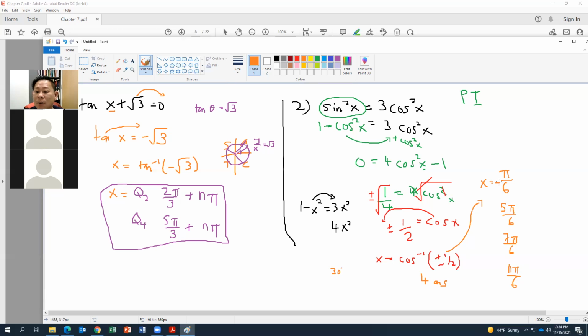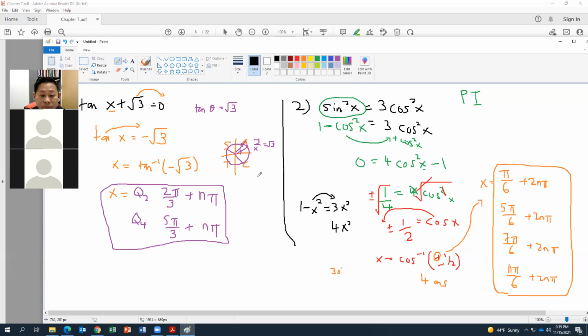Quadrants 1 and 4 give the positive. Quadrants 2 and 3 give the negative. So that's why you got all 4 answers. However, as you know, this one wants infinite solutions, and the period of cosine is 2 pi. So that means for every single one here, you have to add 2 pi n. So this is your answer for the infinite solutions. Questions?